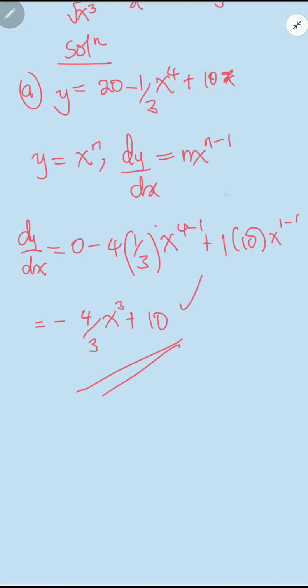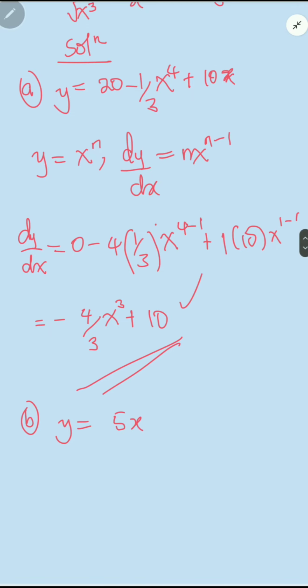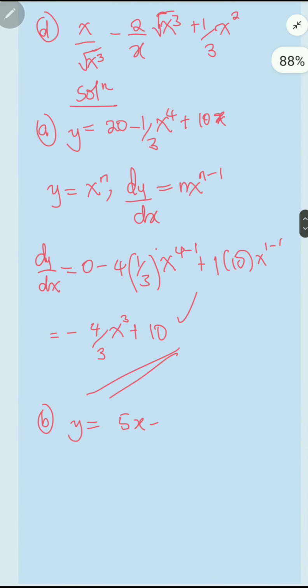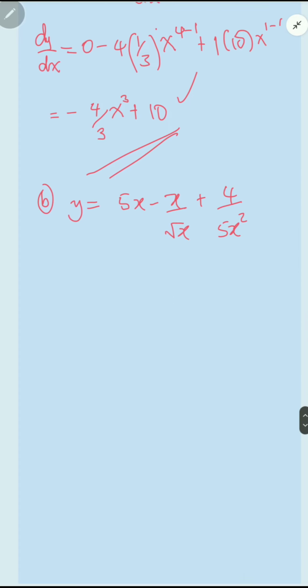Now let us go to B. So B is like this. What we have is y equal to 5x minus x over the root of x plus 4 over 5x squared as our function. Now let us evaluate its derivative.